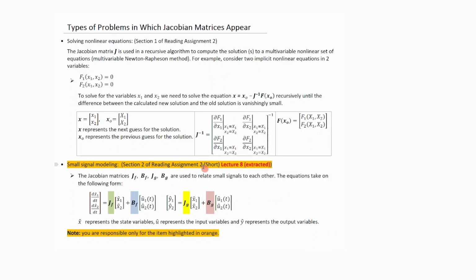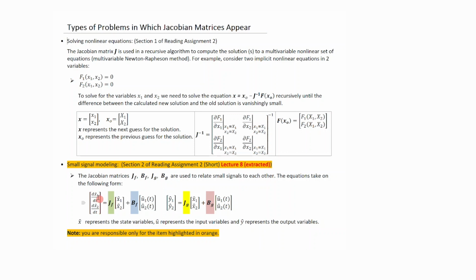So in this case, what we end up with are Jacobian matrices, 4 of them. These are JF, BF, JG, and BG, and they're used to relate small signals to each other. And this is a particular form of these equations. So you'll notice here you have a column vector involving the derivatives with respect to time of the two variables. In this case, a two-variable problem, this will be x1, x2.